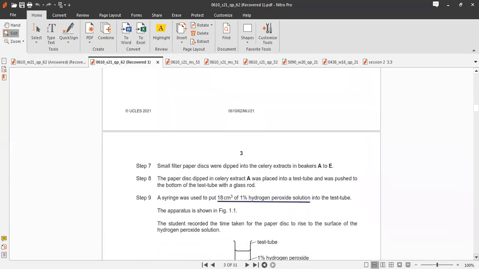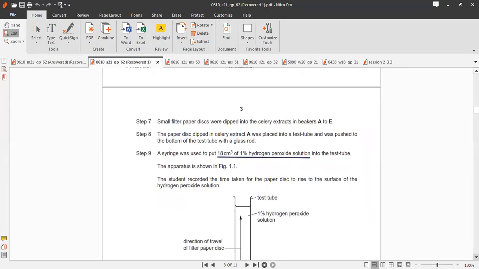Step 7. Small filter paper discs were dipped into the celery extracts in beakers A to E. Step 8. The paper disc dipped in celery extract A was placed into a test tube and was pushed to the bottom of the test tube with a glass rod. Step 9. A syringe was used to put 18 cubic centimeter of 1% hydrogen peroxide solution into the test tube. The apparatus is shown in figure 1.1.